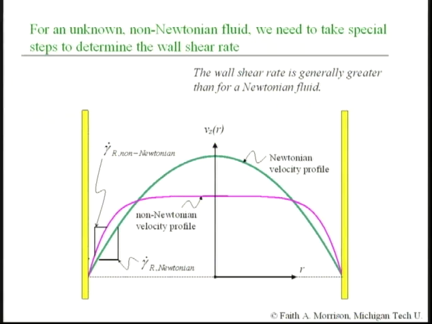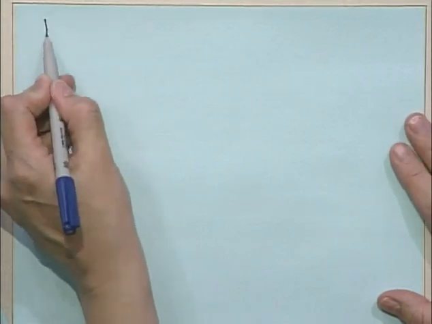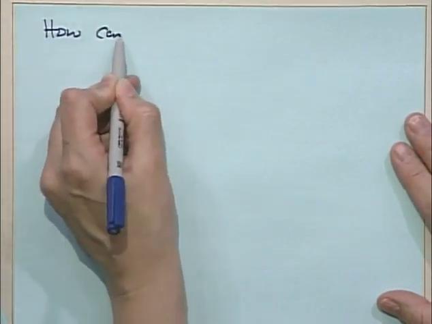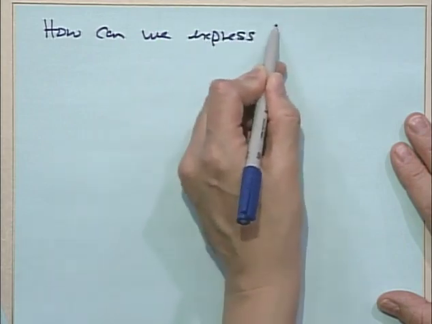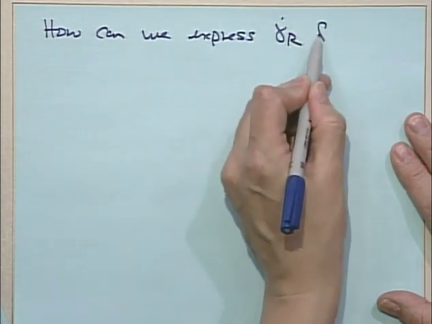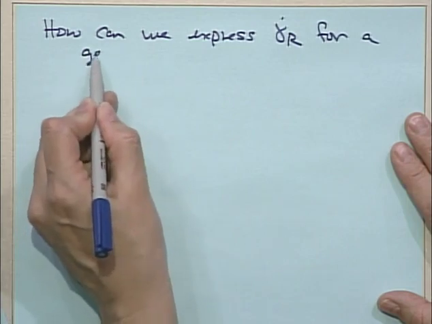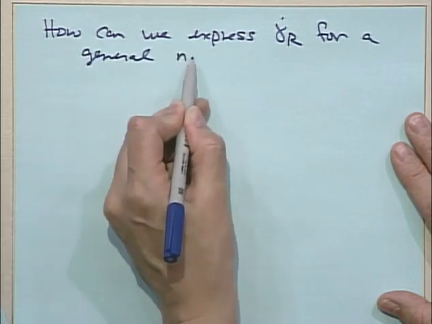So there is a correction, and the solution for this correction comes from a consideration of the pressure drop flow rate relationship. How can we express gamma dot_R for a general non-Newtonian fluid?